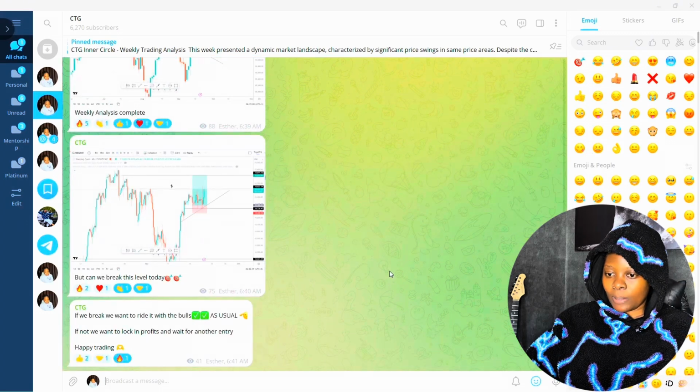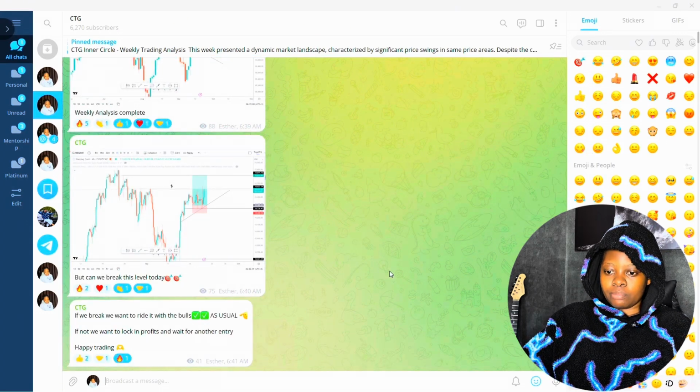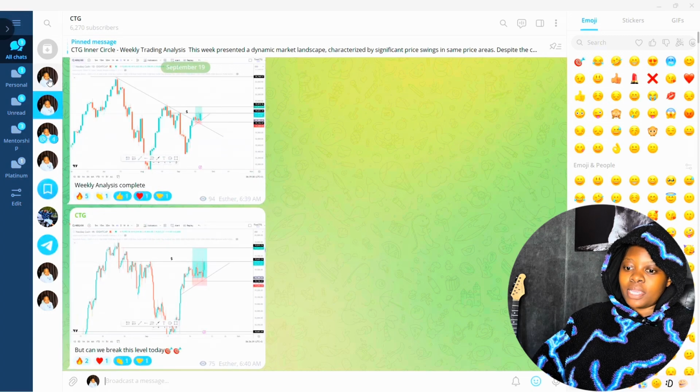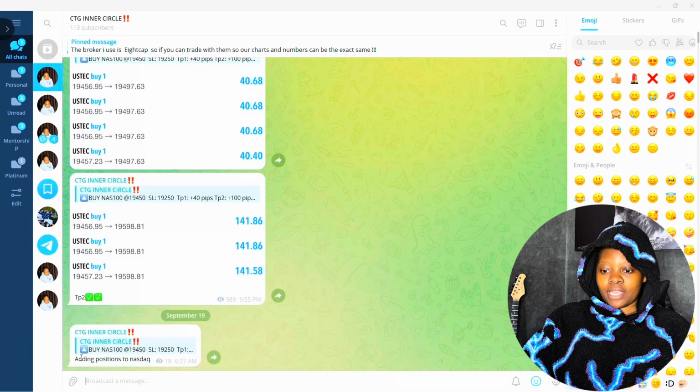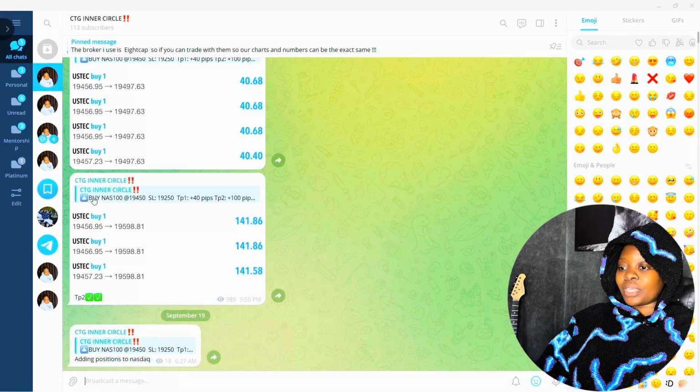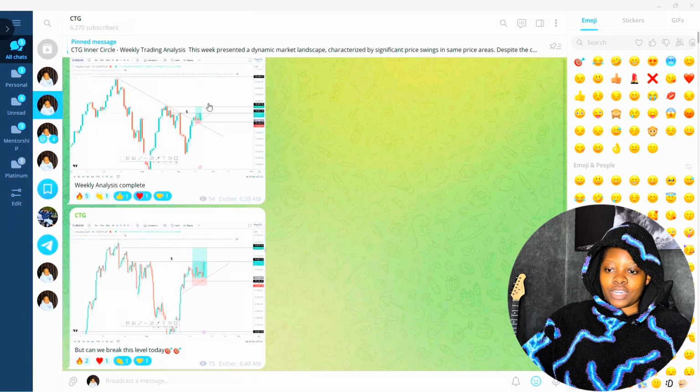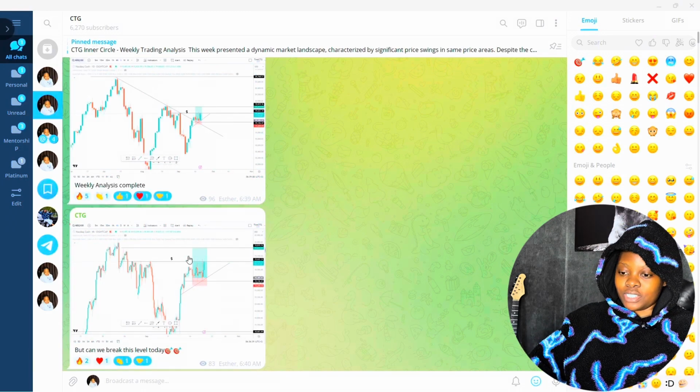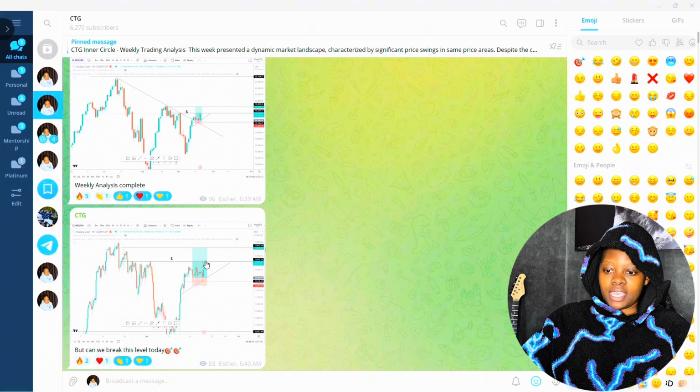If we break, I told them if we break, we want to see a continued push to the upside. But in the inner circle, I've already told them that we're adding positions, right? So let's just see how this trade actually plays out. I hope everyone actually just catches this move because it's about to be a beautiful move. So that's about it. We're going to wait and see after a couple of hours how the market actually looks.